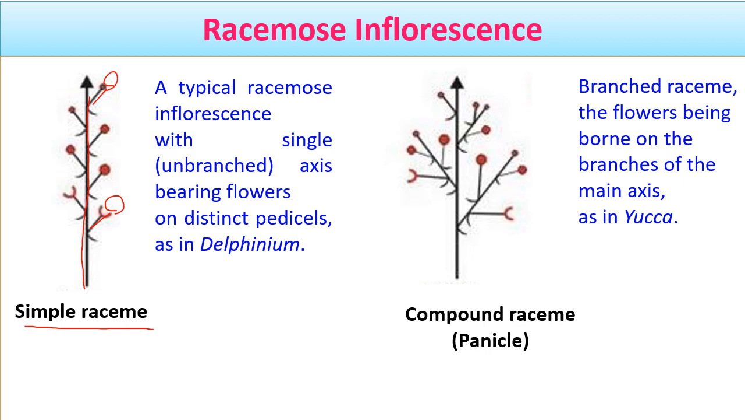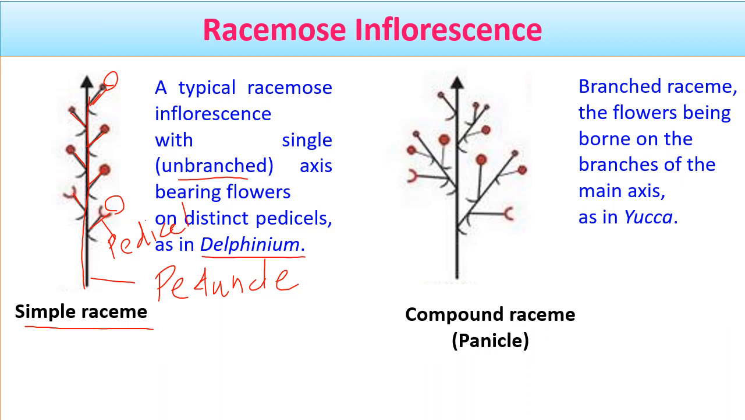Here one thing you can see is that every flower has a stalk. The peduncle is the stalk of the inflorescence, and this is called the pedicel, which is the individual stalk of a flower. So here you can see a typical racemose inflorescence with a single unbranched axis bearing flowers on distinct pedicels, as you can see in the delphinium plant.